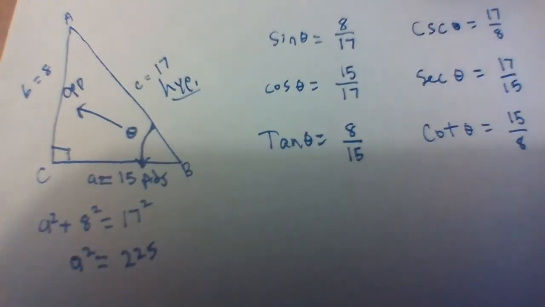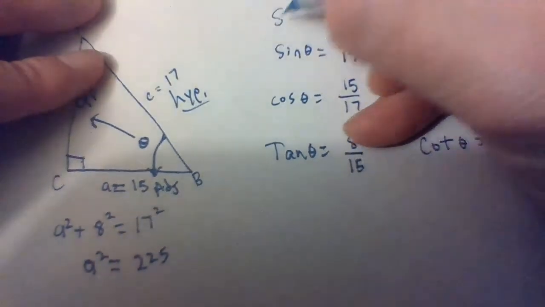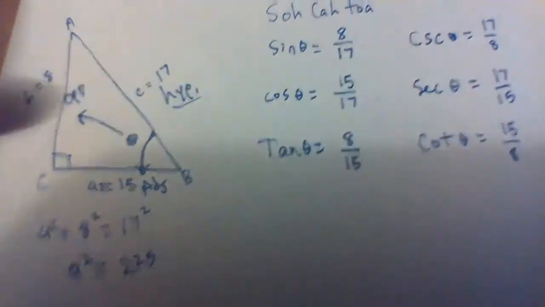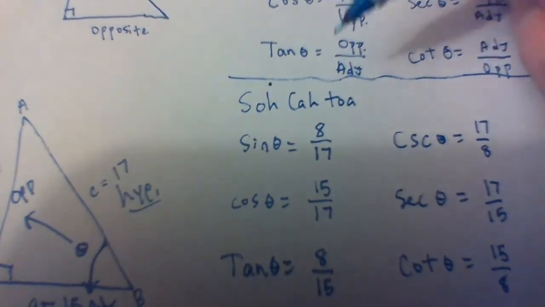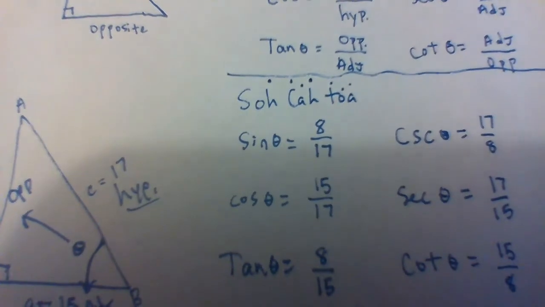Okay. And if you need the old thing to remember it's SOHCAHTOA. Okay, you remember seeing that? Sine is opposite over hypotenuse. Excuse me. Cosine is adjacent over hypotenuse, and tangent is opposite over adjacent.